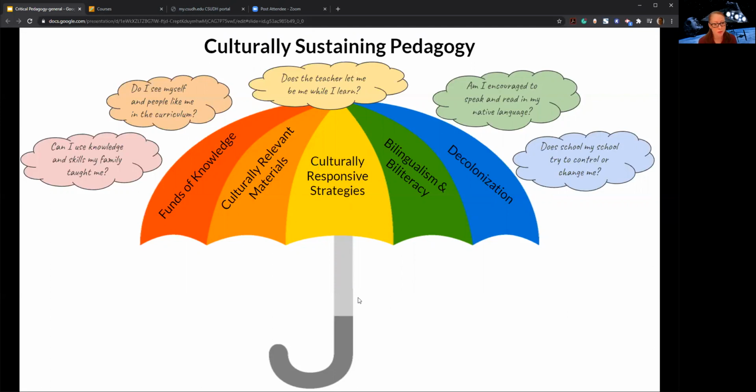Here are some things that are related to culturally sustaining pedagogy: things like funds of knowledge, culturally relevant teaching materials, culturally responsive strategies, bilingualism, biliteracy, and decolonization. These are all concepts that contribute to a culturally sustaining pedagogy. And those questions are there to help you think about your teaching, okay?